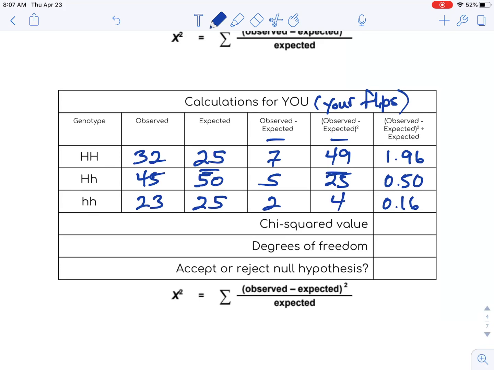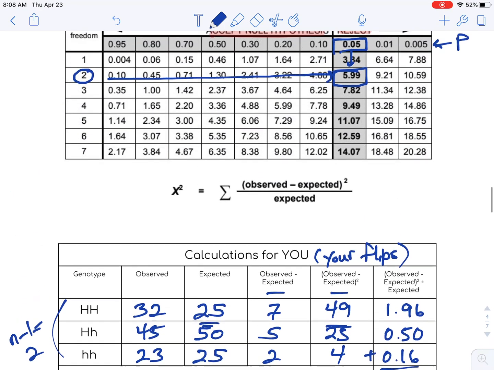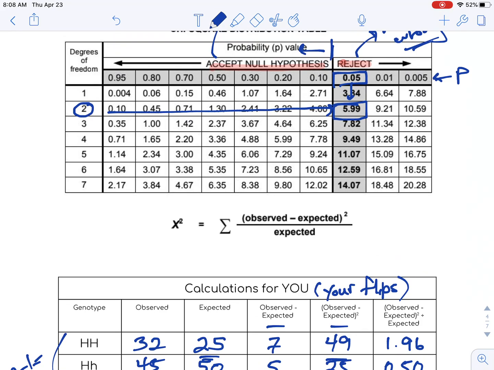0.16. Okay, so now our chi-squared value, we simply put our addition sign right there, and we add everything up in the column. So 0.16 plus 0.5 plus 1.96 gives us a total chi-squared value of 2.62. Our degrees of freedom, again, is n minus 1, so n minus 1 here is going to equal 2. Degrees of freedom are 2. And now we go up to our chart to see if we accept or reject our null hypothesis.